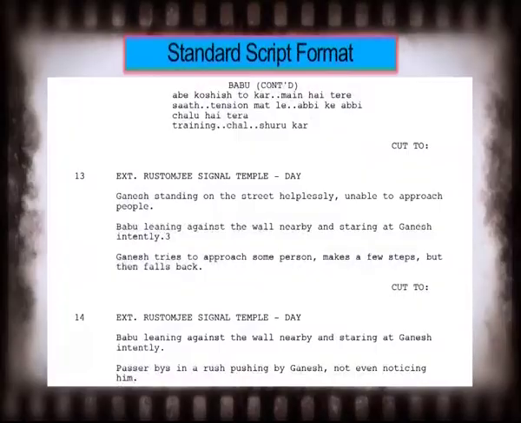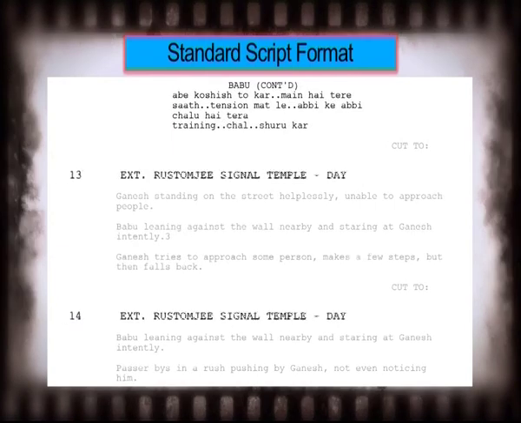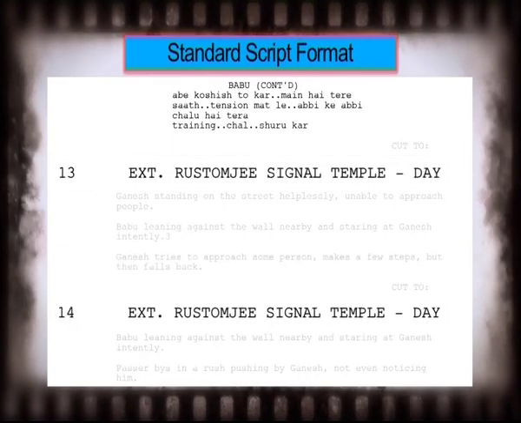I have here with me a page from a script written in a standard format. As you can see, each scene is numbered and each scene has certain elements. At the top of each scene is what we call a slug line. The slug line mentions the number of the scene, whether it is an exterior or an interior scene, the location in which the scene is supposed to take place, and whether it is a day or a night scene.